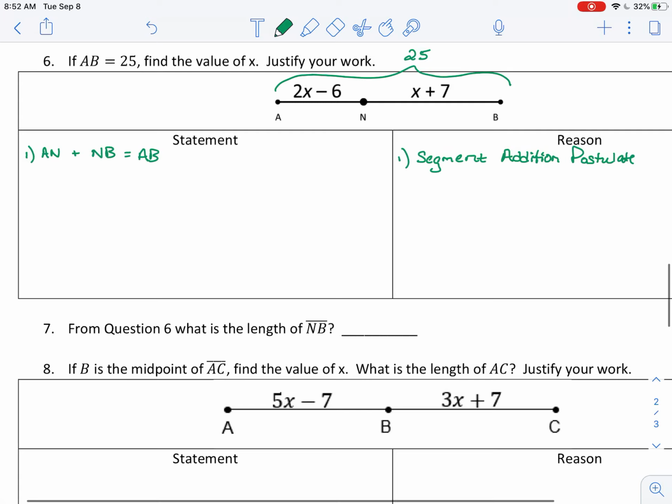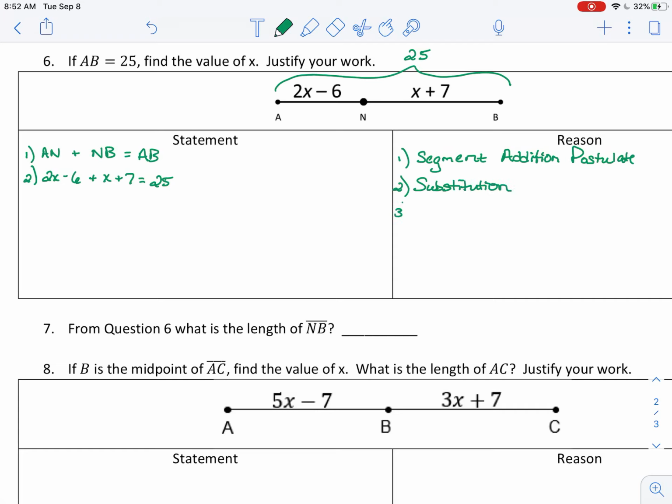So once we have this start to our problem, we can plug stuff in. For AN, I'm going to put 2x minus 6. For NB, I'm going to put x plus 7. For AB, I'm going to put 25. When you plug things in in math, remember that is the substitution property. So don't write sub, because that can mean subtraction. And now we have an equation.